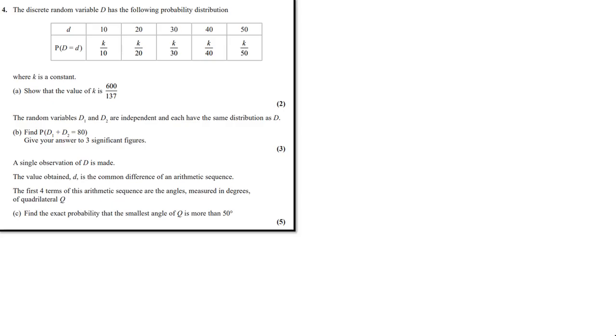Moving on to question 4 now, we have a question here on probability distributions. To start with, in part A, we're asked to show that the value of k is equal to this value here. And k is given: 5 times k over 10, k over 20, k over 30, k over 40, and finally k over 50. So how would we do something like this?